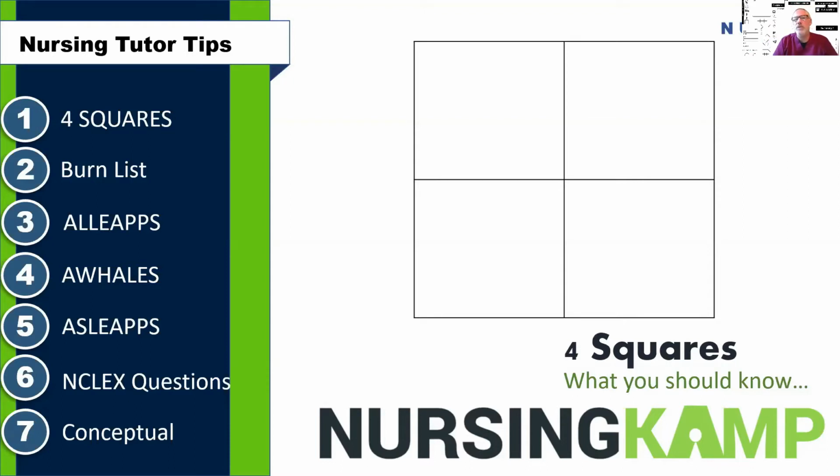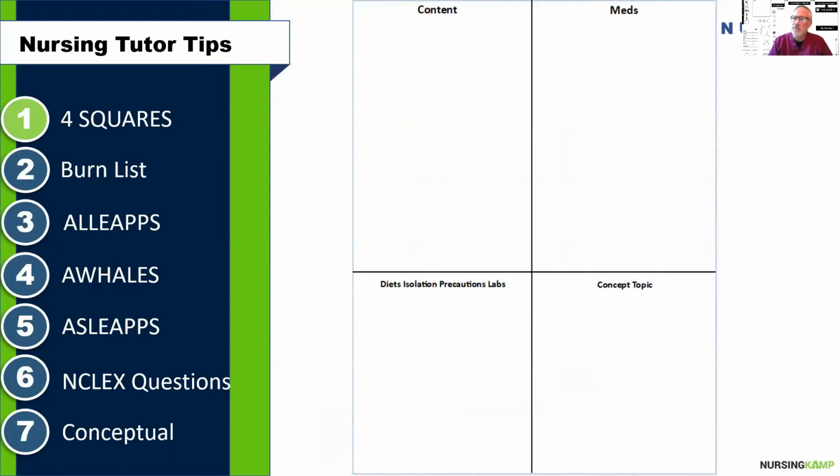4 squares is just a method that we use when we're in class. What you do is separate your page into 4 distinct squares as you're listening to lecture. First off, I'd recommend always recording lecture, because a lot of times your mind wanders and you might get lost and start to go down this rabbit hole.